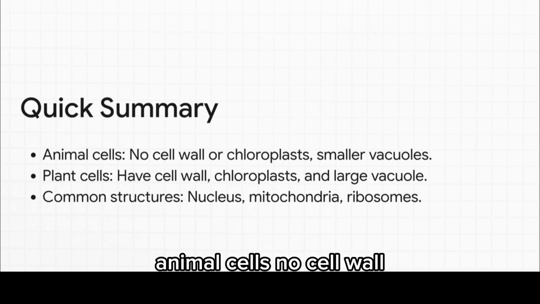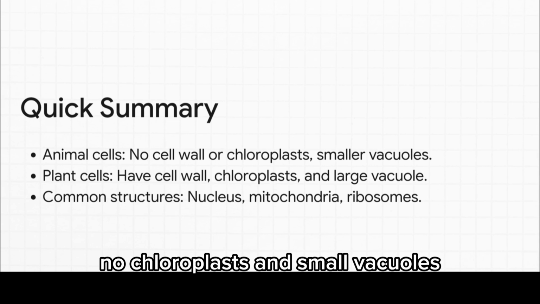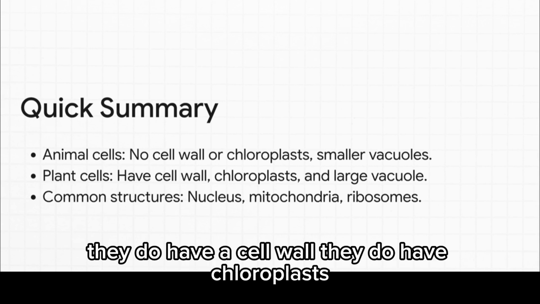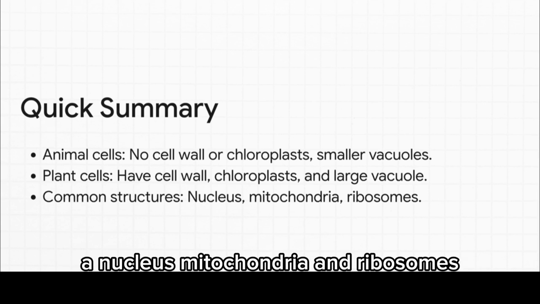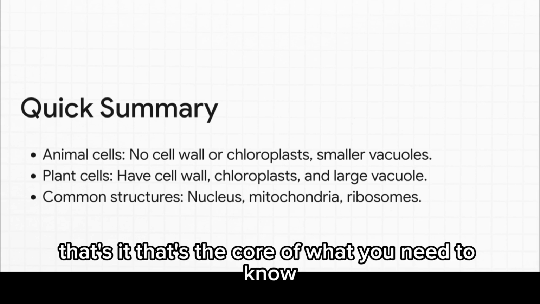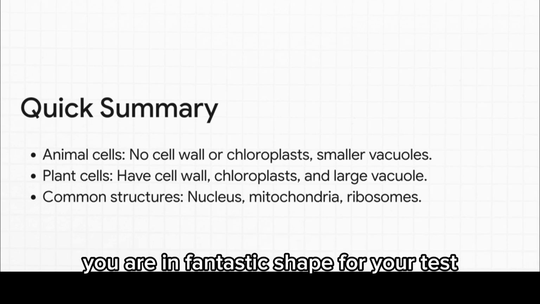Animal cells, no cell wall, no chloroplasts, and small vacuoles. Got it? Plant cells. They do have a cell wall, they do have chloroplasts, and they do have that huge central vacuole. And what do they both have? A nucleus, mitochondria, and ribosomes. That's it. That's the core of what you need to know. If you remember that, you are in fantastic shape for your test.